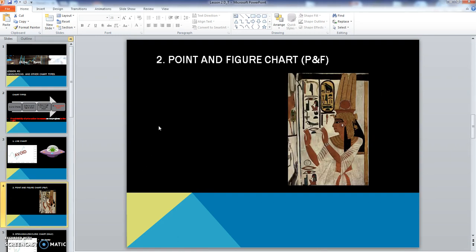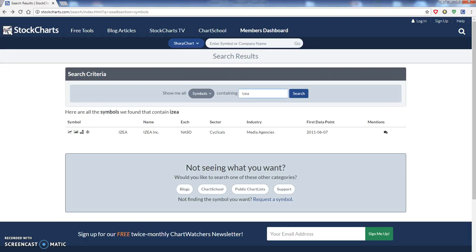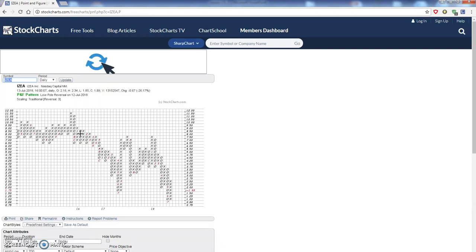Next on our list is the point and figure chart, or the P&F. For this chart type, I've decided to assign it the Egyptian hieroglyphics. And you'll see why for yourself once we take ourselves over on to stockcharts.com. If we were to click on this right here, this is what a P&F chart looks like.